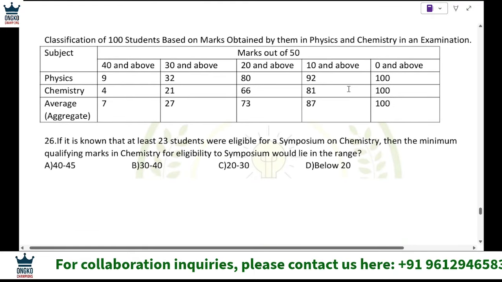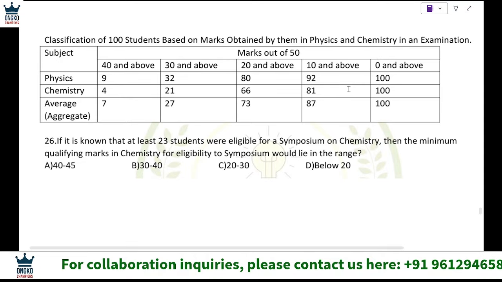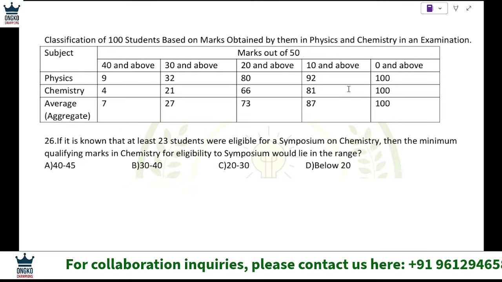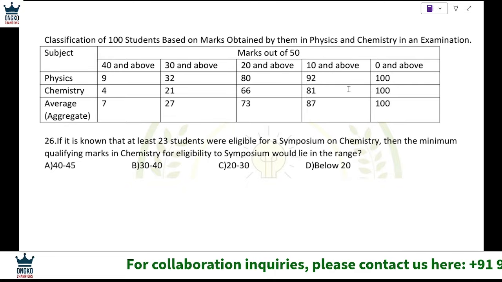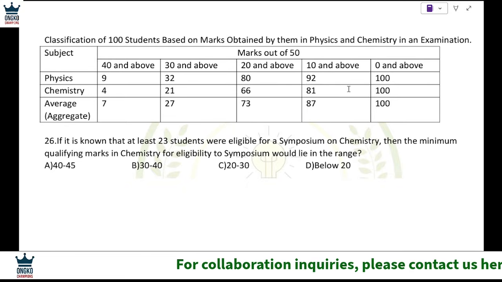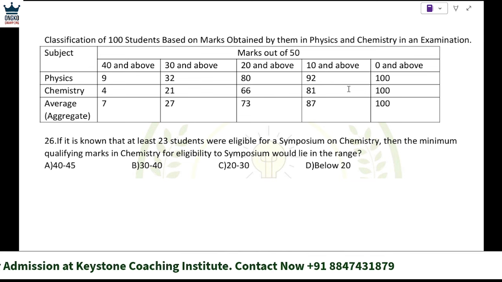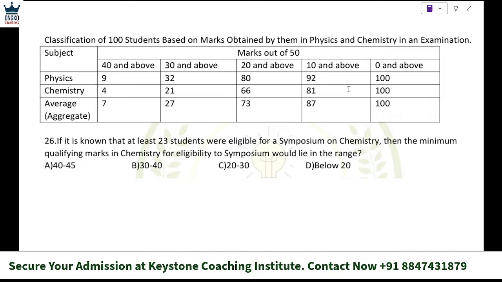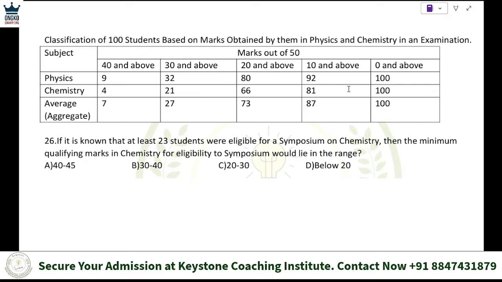We have data interpretation. One data interpretation. Okay. Now this data interpretation is regarding physics and chemistry subjects. Average aggregate is given. Now the total marks: we have 50 marks total, it is out of 50. So total marks is 50.